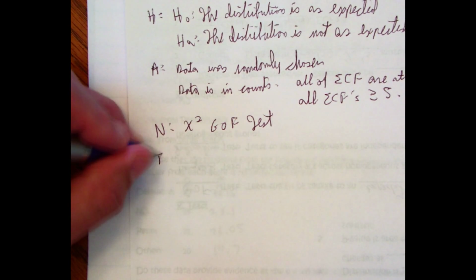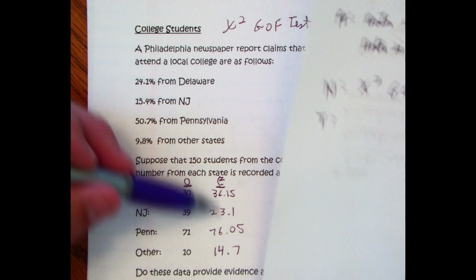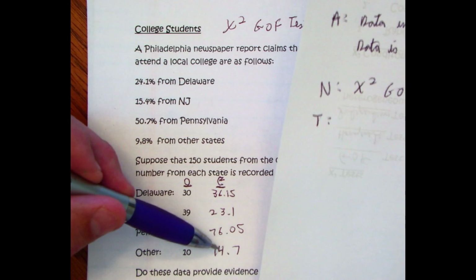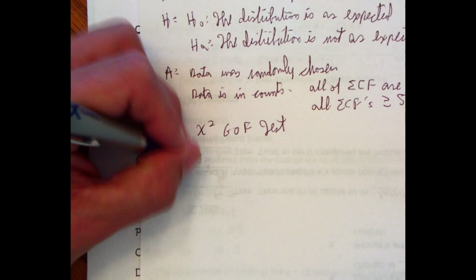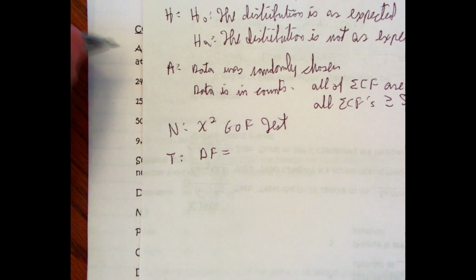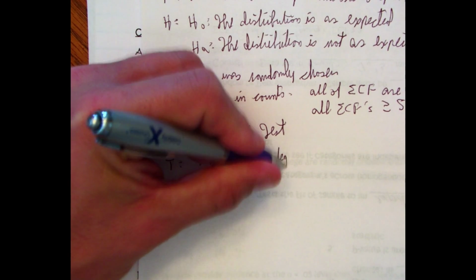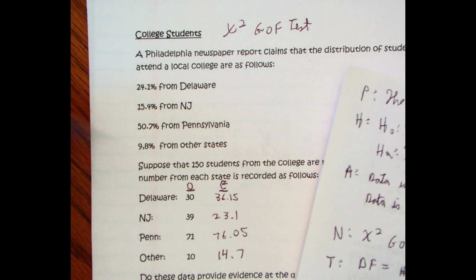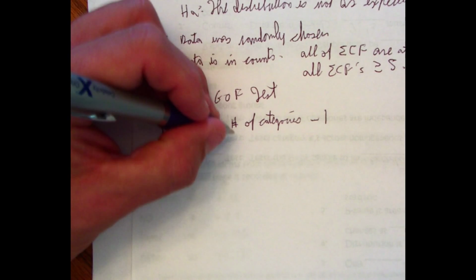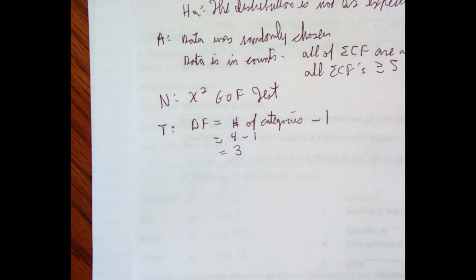Okay, so now we need test parameters and statistics. We need the expected values on our paper. Those are done. That's really the only calculation we had to do. And then we have to do this thing called degrees of freedom. The degrees of freedom is simply the number of categories minus 1. In this case, we have 1, 2, 3, 4 categories. So our degrees of freedom is simply 4 minus 1, and that's 3. So in this case, we're dealing with 3 degrees of freedom.